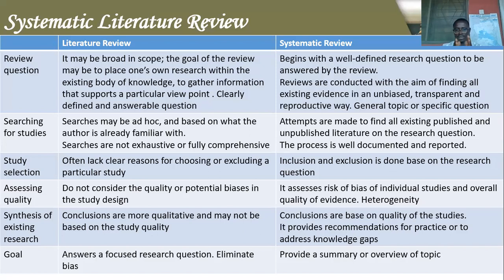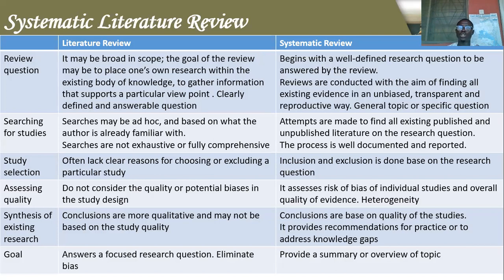we want to differentiate clearly between the systematic literature review and the traditional literature review that we have. So here the first criterion that we are looking at is the review question. And mind you, the review question, or some people put it as the research objective, is the main thing when it comes to the systematic review. Before you can plan a systematic review, you should clearly come out with your research question or your review question. So we say that it begins with a well-defined research question to be answered by the review.